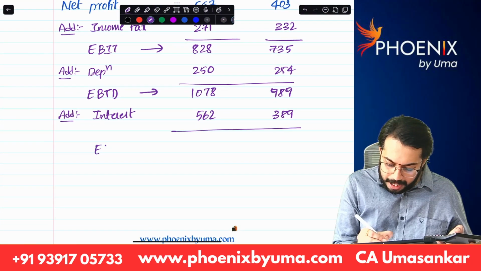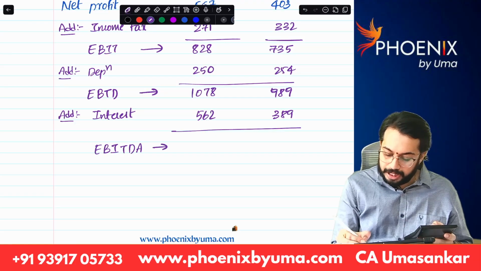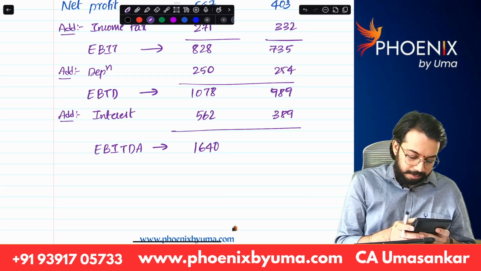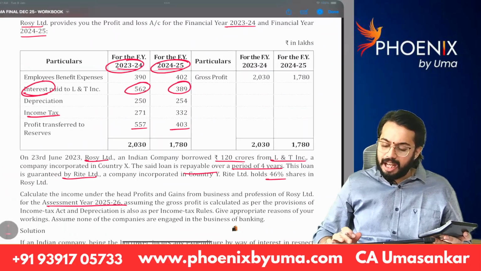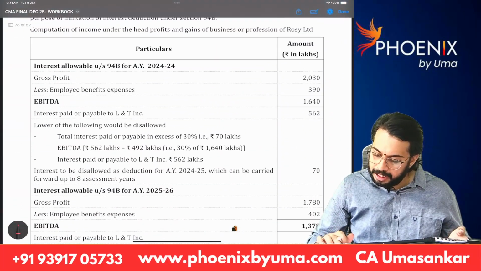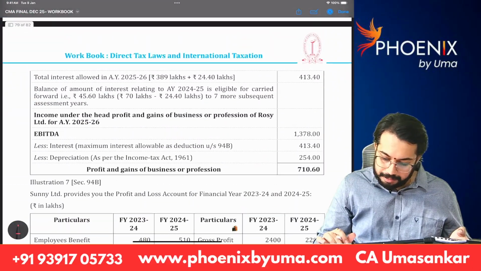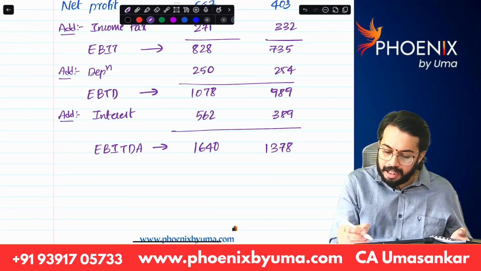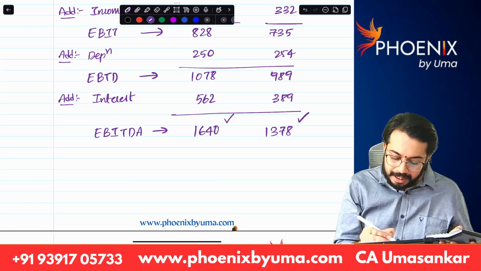How much is earnings before interest, tax, depreciation and amortization? 1078 plus 562, 1640 lakhs, and 989 plus 389, 1378 lakhs. Let us check the answer. EBITDA is 1640, and here EBITDA is 1378. We got the right answer, right? 1640, 1378.